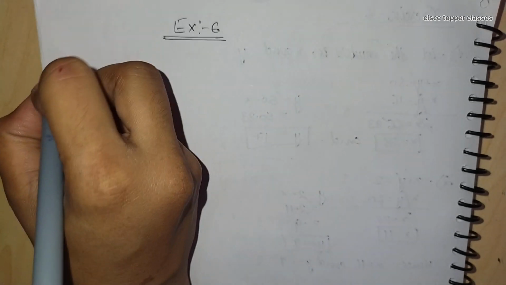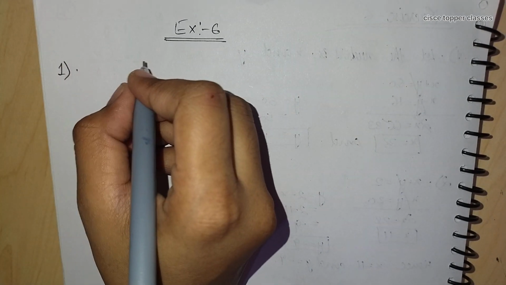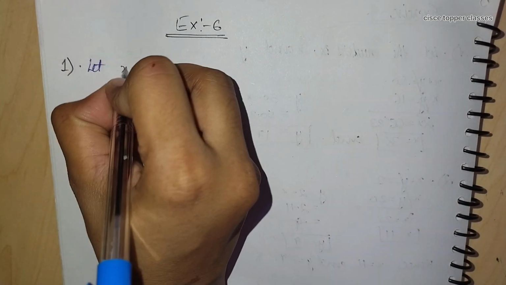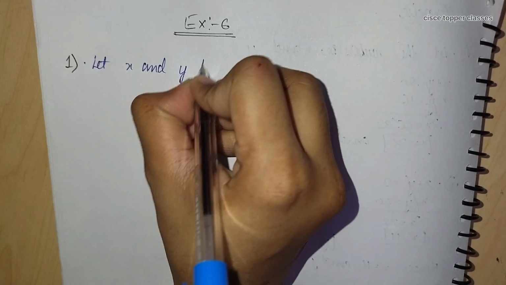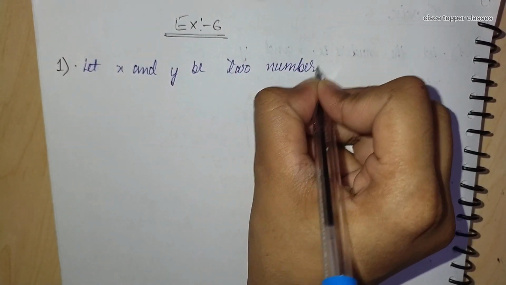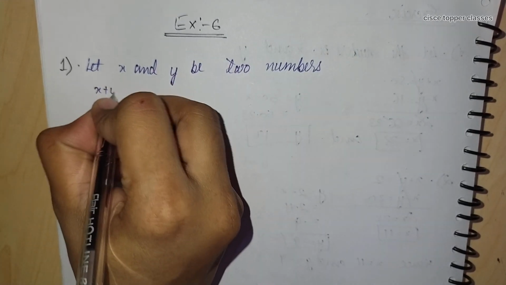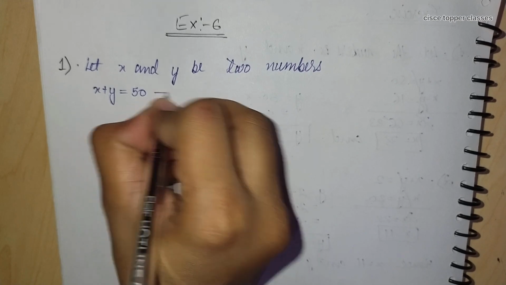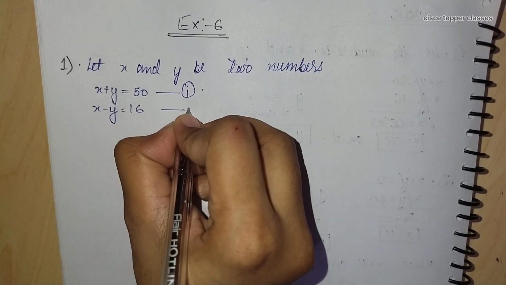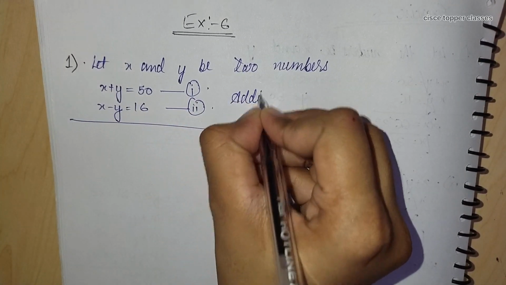So the first question says, the sum of two numbers is 50 and the difference is 16. So we have to find the numbers. Let x and y be two numbers. The given information is the sum of the two numbers is 50, and we put it as the first equation, and the difference is 16, putting it as the second equation. We will add the first and second equation.